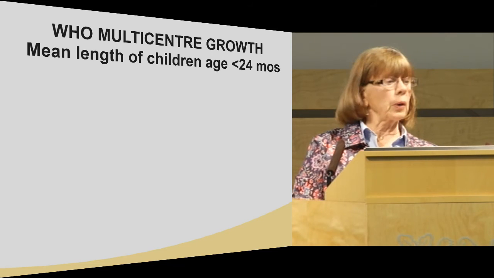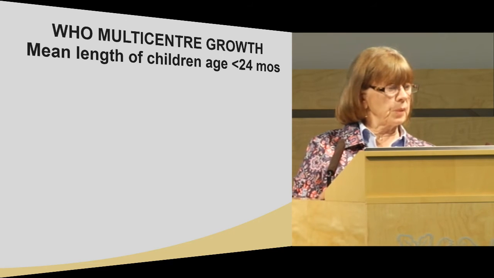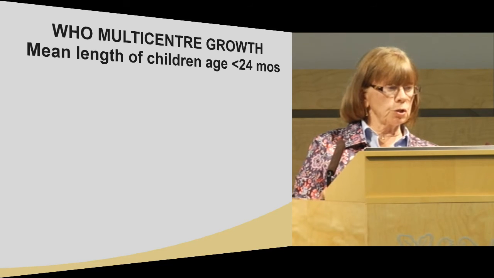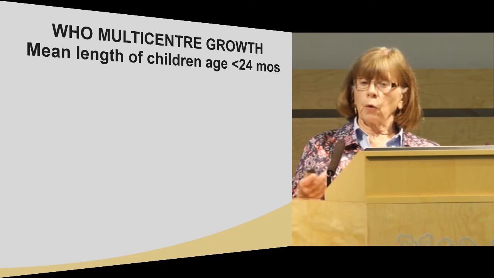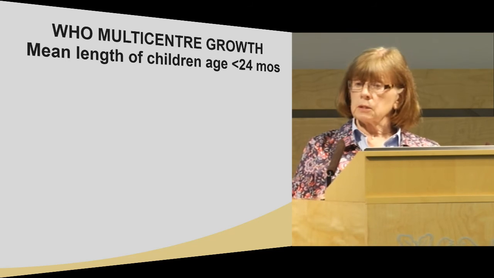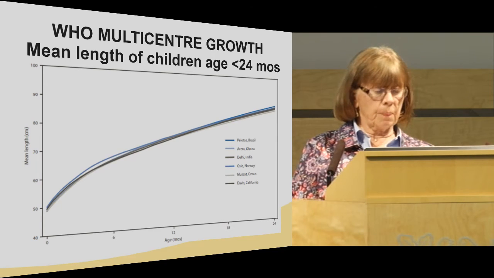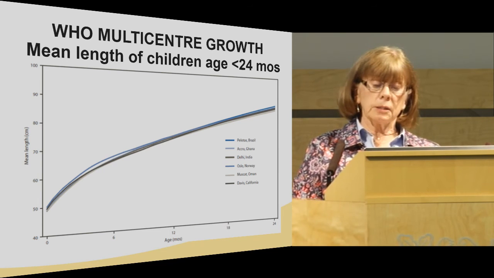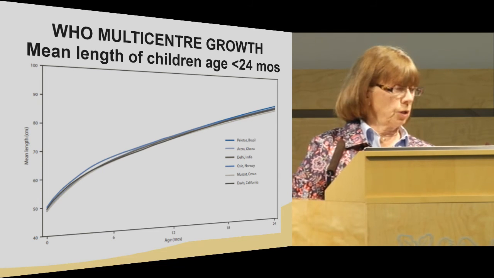These were primarily middle-class children from these diverse countries, and then they followed them longitudinally to look at their early growth. And so let's look at their linear growth. Well, this is what we see. They're from Brazil, Ghana, India, Norway, Oman, and the US.